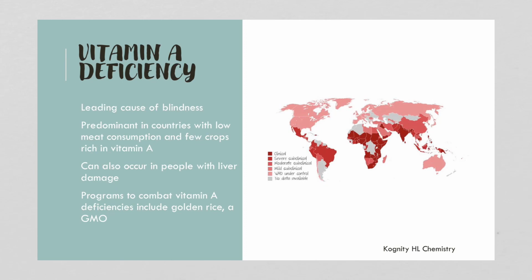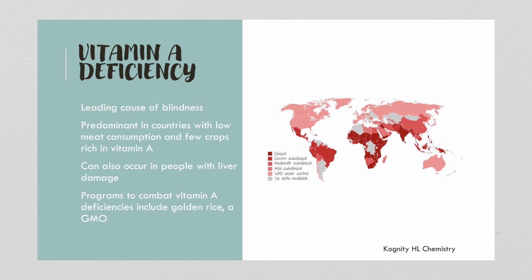So now we're going to take a look at different vitamin deficiencies. The first one is vitamin A deficiency, and vitamin A deficiency is the leading cause of blindness worldwide, which is a really sad fact because it's a preventable type of blindness. It's predominant in countries where there's low meat consumption and there are few crops that are rich in vitamin A. It can also happen in people that have liver damage because the liver is where we store our vitamin A.